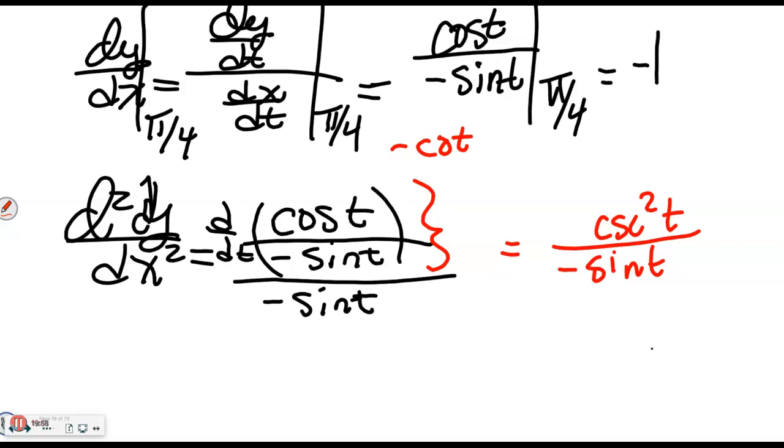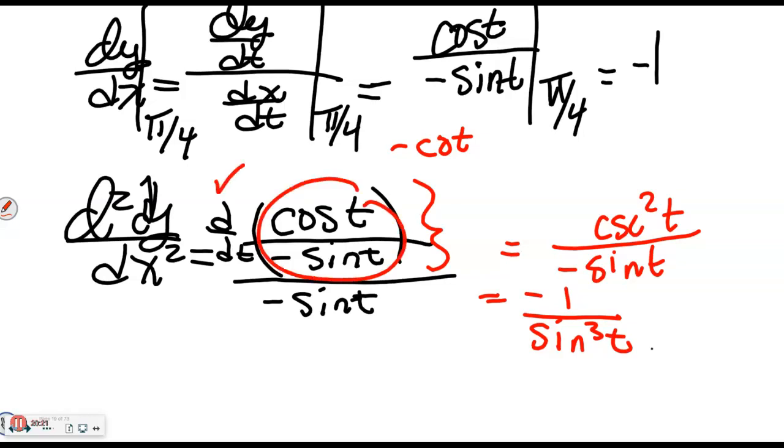Now, what is cosecant squared? Because I don't like dealing with cosecant. What is it? 1 over 1 over sine squared. So this is actually sine cubed. A lot of trig in here, but I'm just going to repeat what we did. Here's our first derivative. Here's the derivative of it. But in parametric, we always have to divide by dx dt. So you go with your gut and then divide by dx dt.